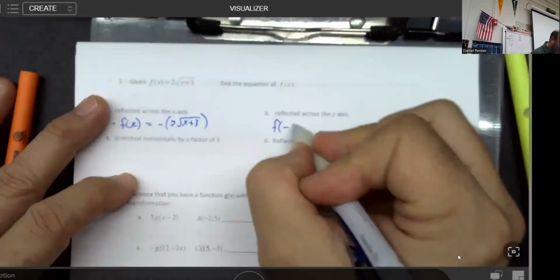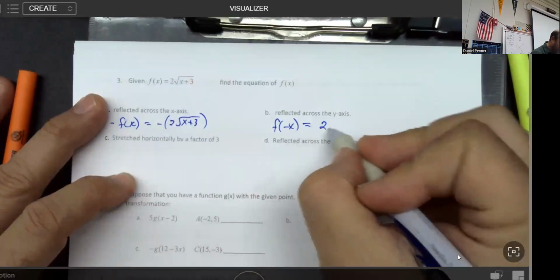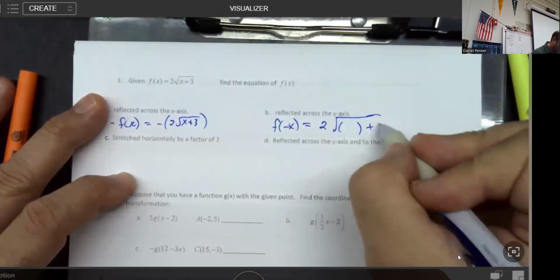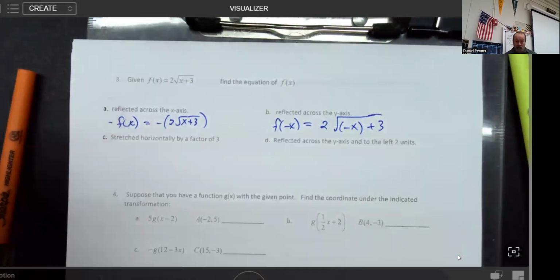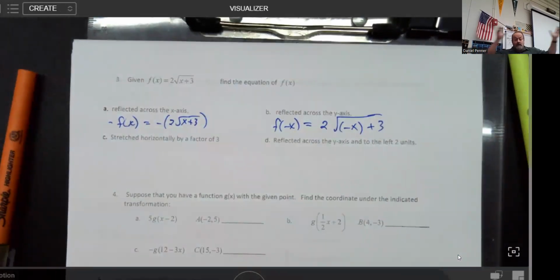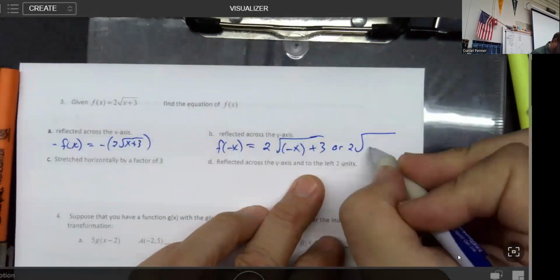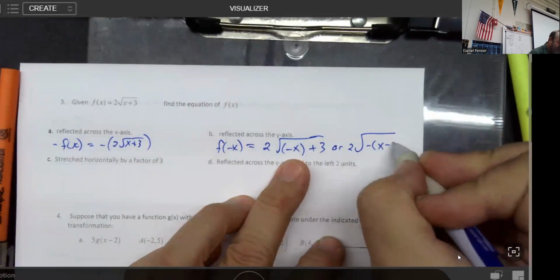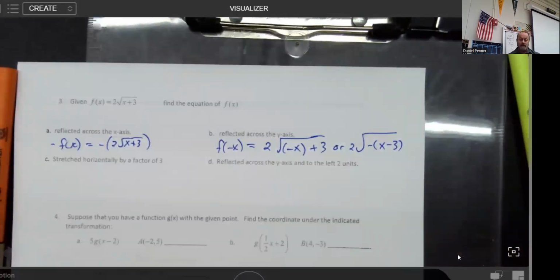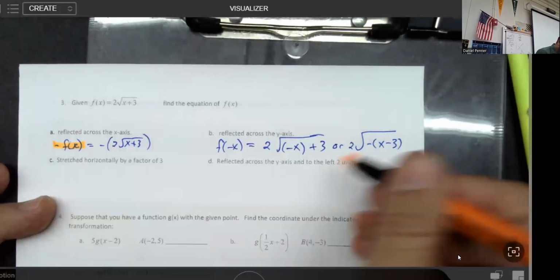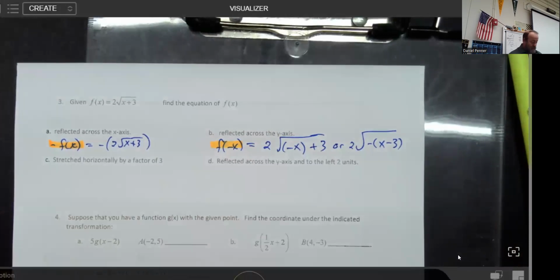I'm going to take f of negative x. So I'm going to take the original function, and wherever I used to see an x, I'm going to replace it with a negative x. That's the right answer. Now, again, if you wanted to, we could write it, I believe, a little bit better by taking that x out and writing it this way. That's a stronger answer. But the key to these questions is to write them in this way first.